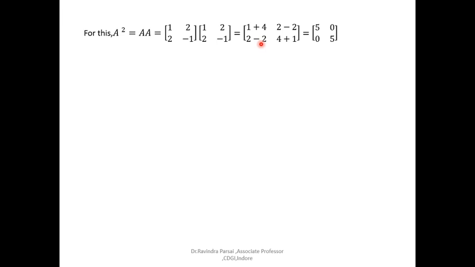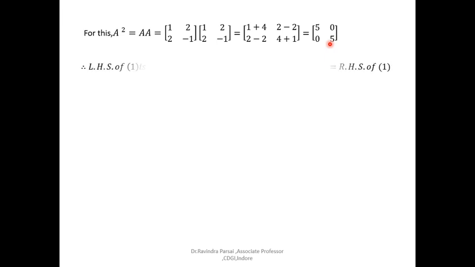Then similarly you will get the second row of this matrix, multiplying the second row of this matrix by the first column. So 2 into 1, 2, then minus 1 into 2, that is 2 minus 2, and then 2 into 2, 4, and minus 1 squared is plus 1. So 4 plus 1, that is 5, and this is to be 0. So you will get A square equal to 5I.